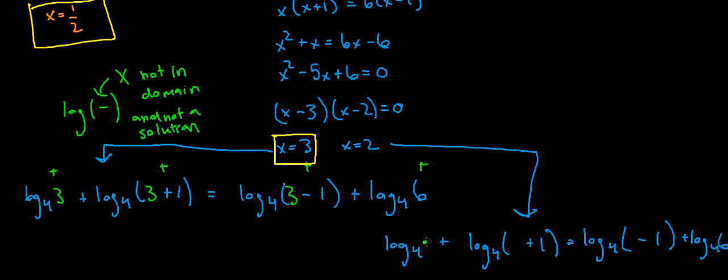Put in 2 for x. This is a positive number, this is a positive number, this is a positive number, and this is a positive number. So this is also a solution. But had any of these been a negative number for 2, then 2 would not have been a solution. But that's all that really needs to be done for this type of logarithmic equation that I'm solving for, is to check and see that my solutions are in the domain.